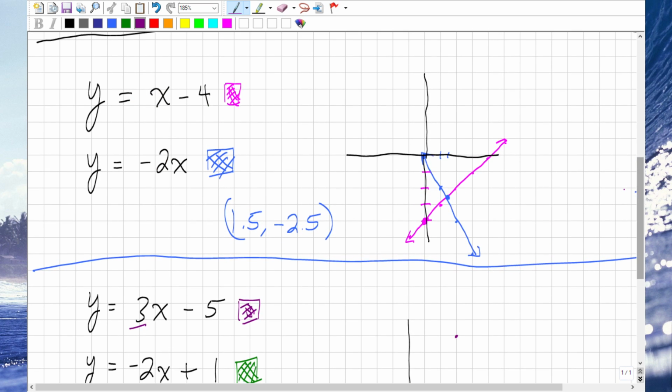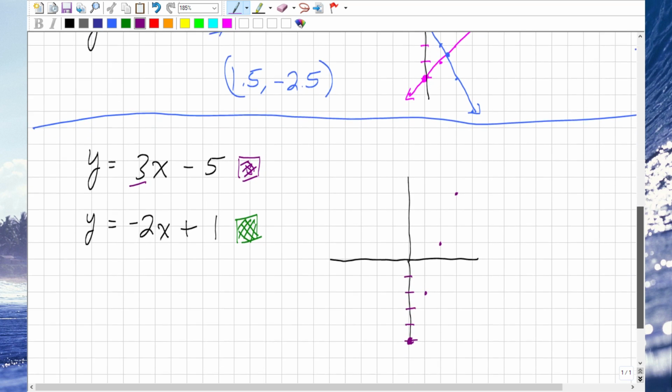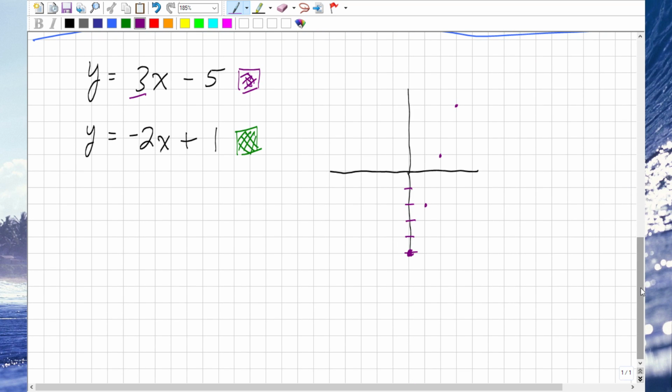Okay, did you see this example? Yes. Okay. Do you see this example? Yes. Alright, so let's go ahead and go over this example.